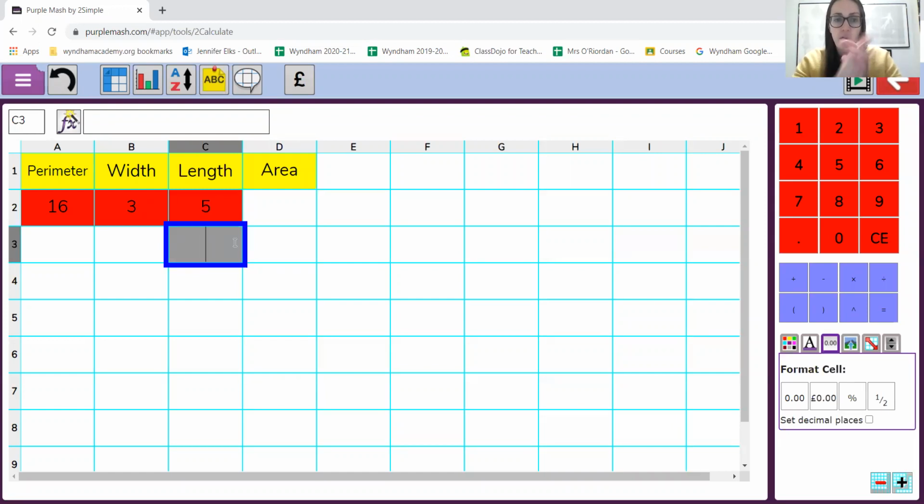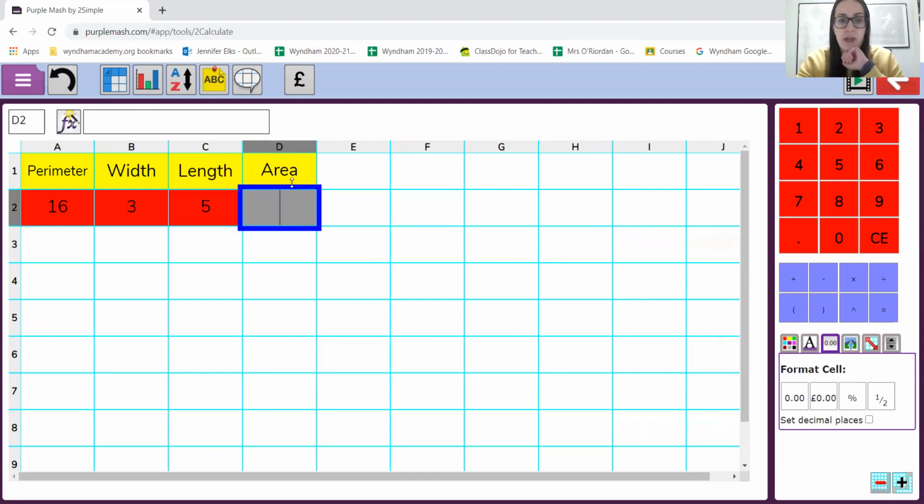Okay then, what formula could I put in here to work out the area? Area, we find the width, we find the length, and we times. Keep that in your head then. We did this last week. So formulas on spreadsheets always start with an equal sign. And then I want the width, which is B3, and I want to times it with C2. Not B3, sorry, B2. It's because it's got a 3 there.